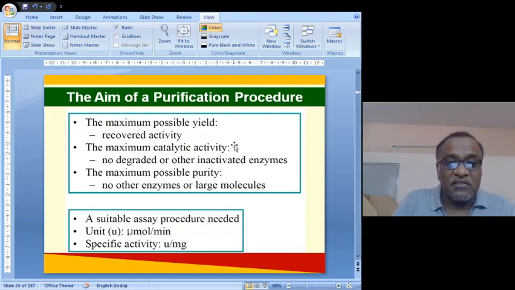So how to determine all these things? You should have a suitable assay procedure required to measure the yield, required to measure the activity, required to measure the purity level also. So a suitable assay procedure is required. So units, of course, are micromole per minute, and specific activity is per milligram of protein.